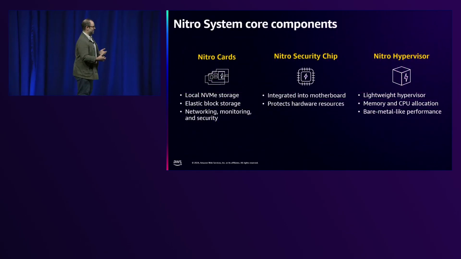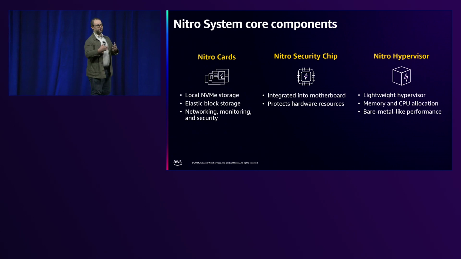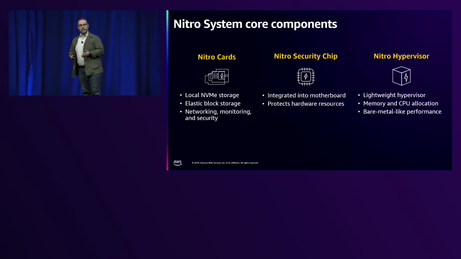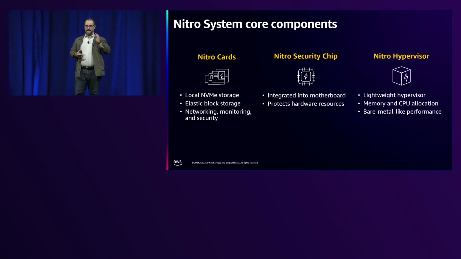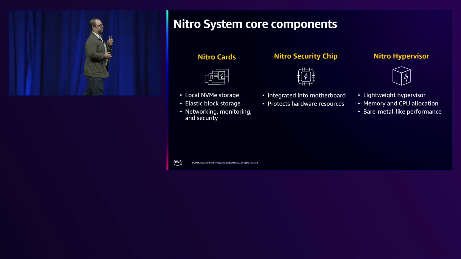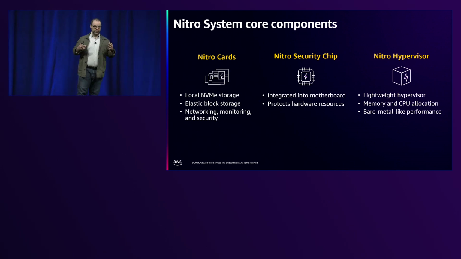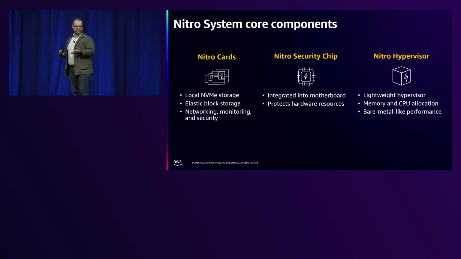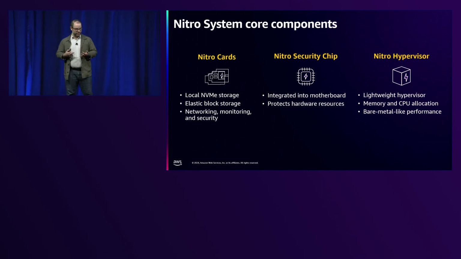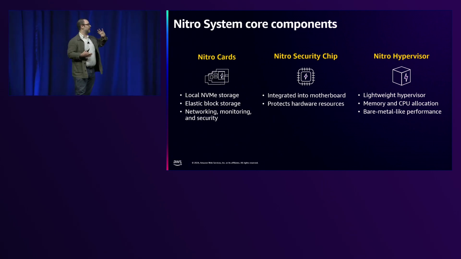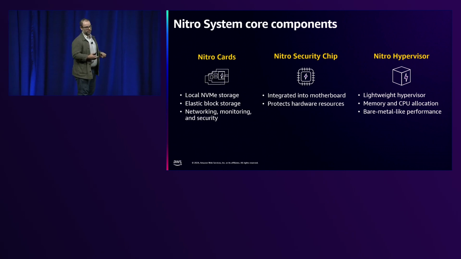How did we do all this? Ultimately, there are three real components to the Nitro System. There are the Nitro Cards, and these really are the stars of the show. These are dedicated silicon, dedicated memory, discrete computing devices that allow us to provide hardware acceleration to the vast majority of what our virtualization system is. All the NVMe storage, all the block storage, the networking, the monitoring, all of that runs on these Nitro Cards.